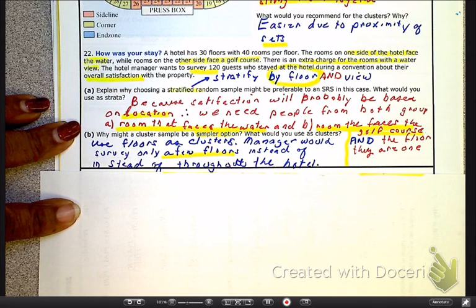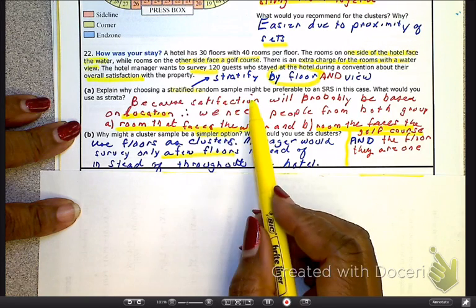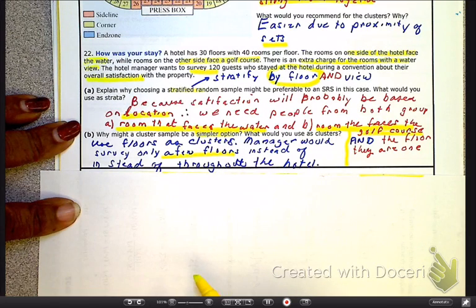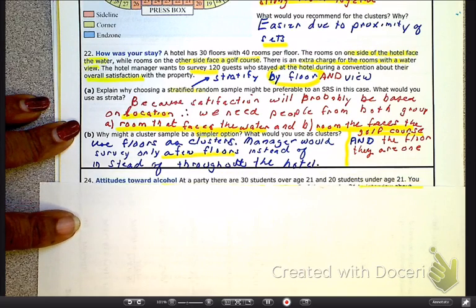But there's going to be a problem with this clustering because if we only go to one floor, well, their view of that floor, whether it is the water or the golf course, is going to be different from someone that's maybe on the second floor versus someone that's on the fifth floor. Are they going to get the same picturesque view? And my answer is I don't think so.